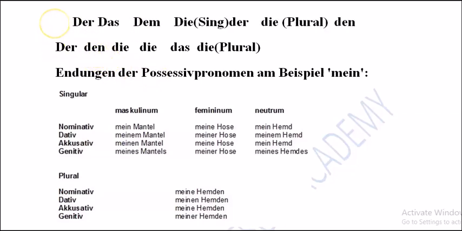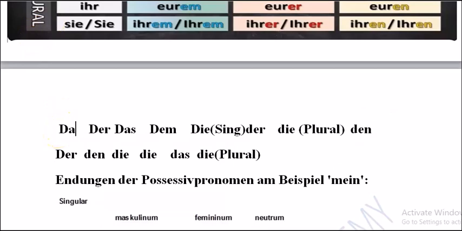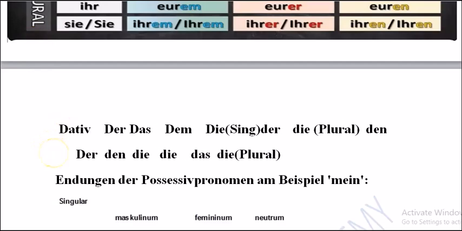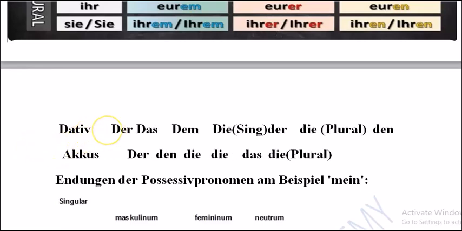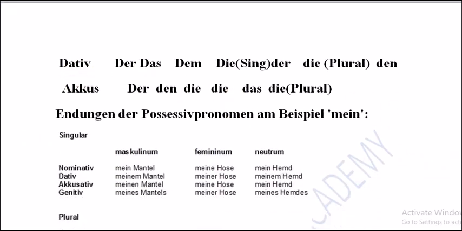So here I'm writing, these are dative and here accusative, right? So now we are coming to examples.